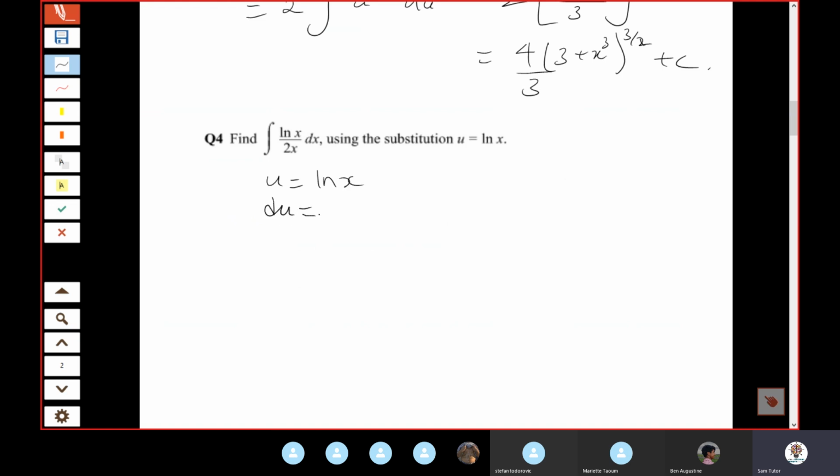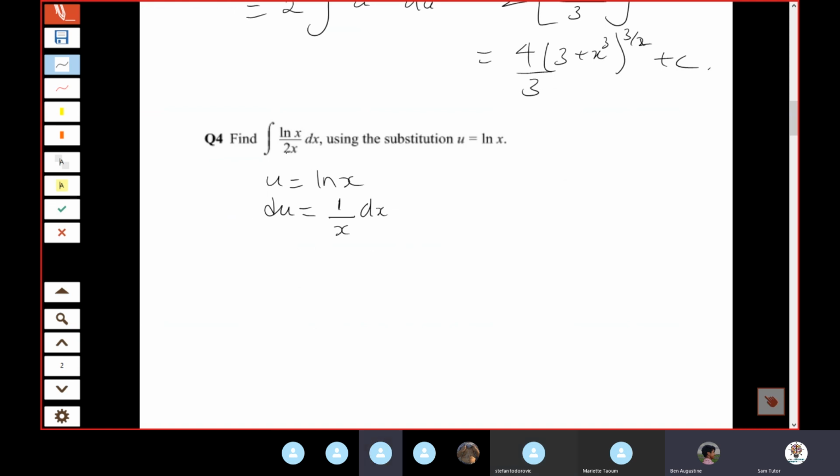du equals, what is the derivative of log x? Anyone remember what we're meant to do? 1 on x. The derivative of ln x is 1 over x, the original is x, and then the x.